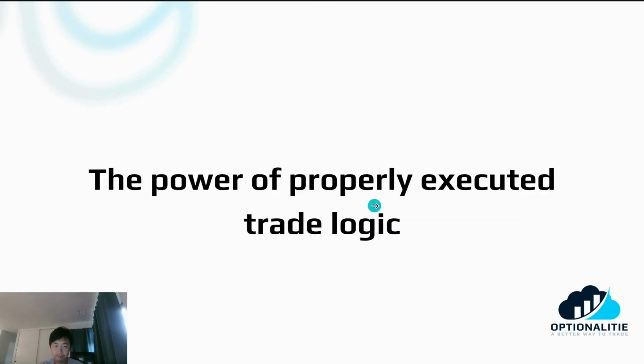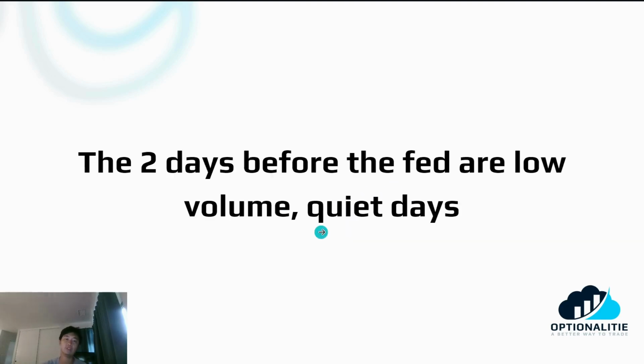Let's begin. The idea is to take advantage of the options environment around the FOMC to construct a trade where you can maximize your profit and minimize your risk. Well, what is the options environment around the FOMC? Generally, the FOMC happens on a Wednesday. And the 2 days before the Fed are generally low volume, quiet days where the market will kind of chop around, whipsaw, and that's because big institutional players are not putting in a lot of positions during those 2 days because they don't know what's going to happen during Fed Day. There's a lot of volatility on Fed Day.